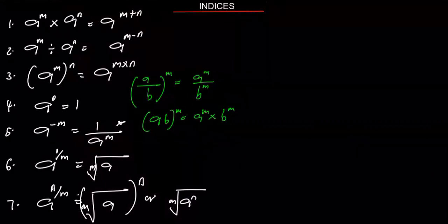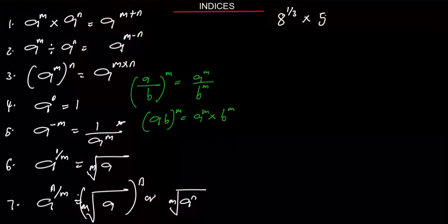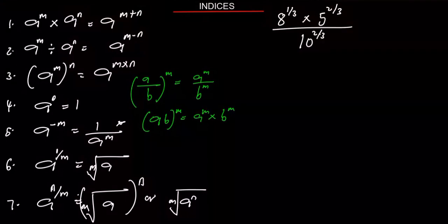Next question is this. If I have 8 to the power of 1 over 3 times 5 to the power of 2 over 3, all over 10 to the power of 2 over 3. Now, look at what I have here. You observe that nothing has the same base or anything. So what do you think I can do here? Observe.